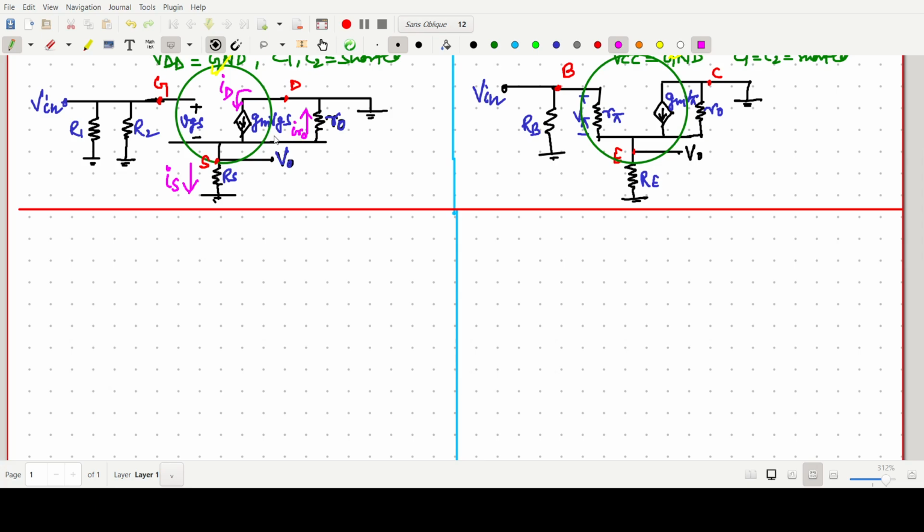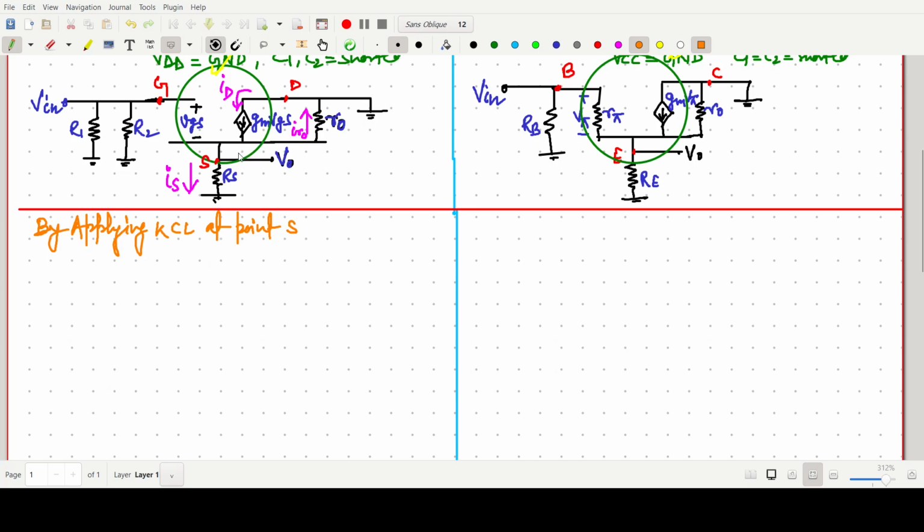So by applying KCL at point S, I will solve first this one, then after that, otherwise you will get confused if you do it parallelly. Up to this it is okay, but now I will finish this portion first for the common source amplifier.